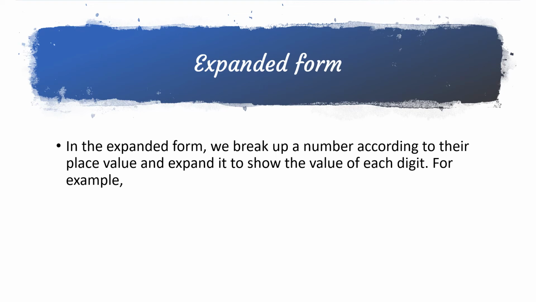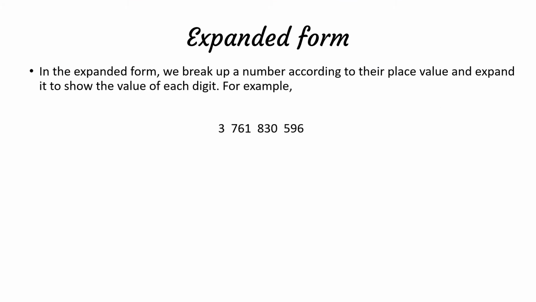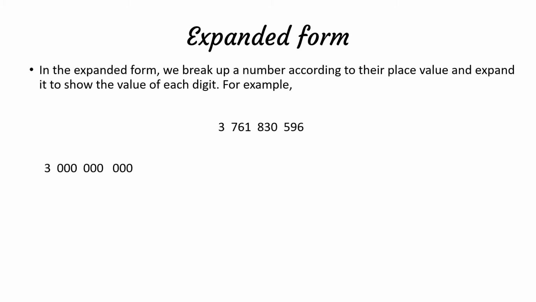For example, okay, so I have an example here. So we will break up this number according to their place values and expand it to show the value of each digit starting from the left side. So we will write the place value of 3 first, and there are 9 zeros after 3, so we'll put 9 zeros after 3 giving the spaces correctly. So it will be the place value of 3. Now we will write the place value of 7.